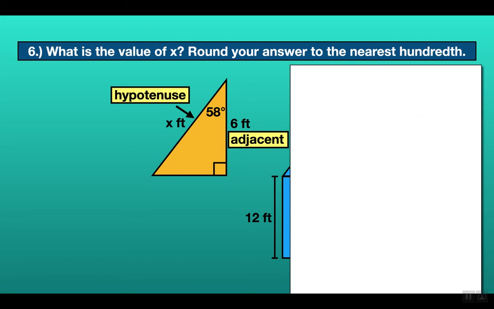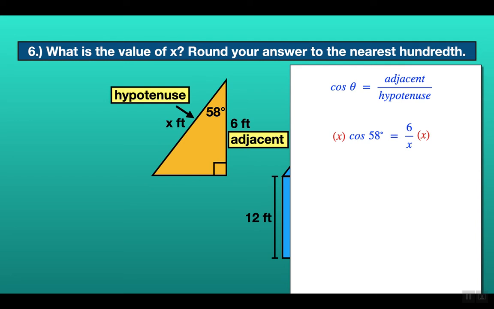Now that we have that, the question is, which trigonometric ratio uses the adjacent side and the hypotenuse? You should know by now that we've got to use cosine, because cosine is the adjacent side divided by the hypotenuse. Now that we know that we're using cosine, let's substitute the information that we have. The angle is 58 degrees, the adjacent side is 6, and the hypotenuse is x. So we have the cosine of 58 degrees equals 6 over x. Now we're trying to solve for x.